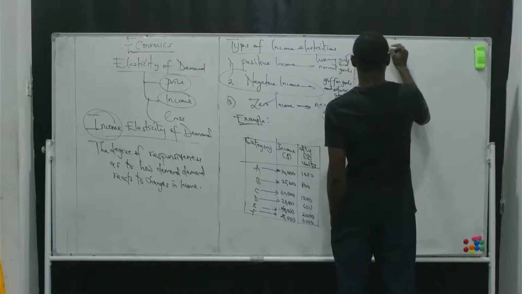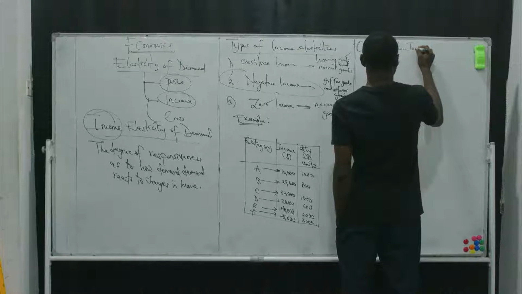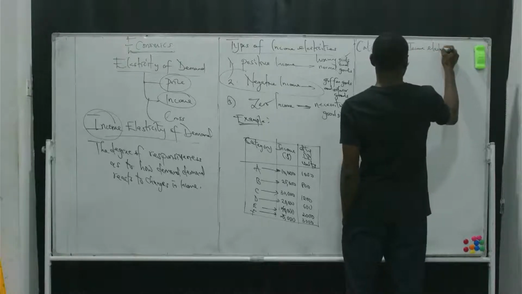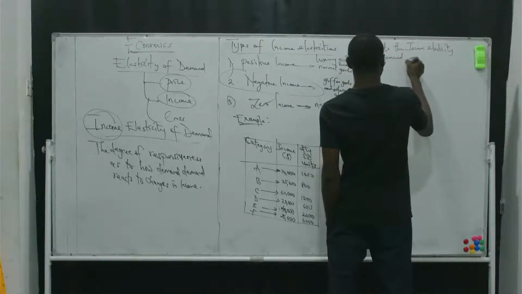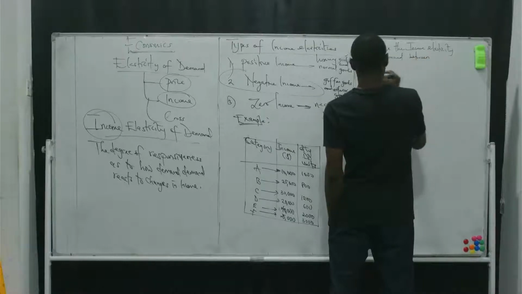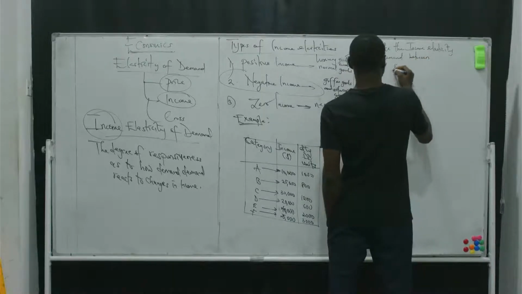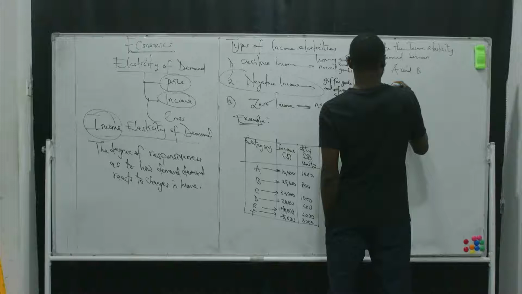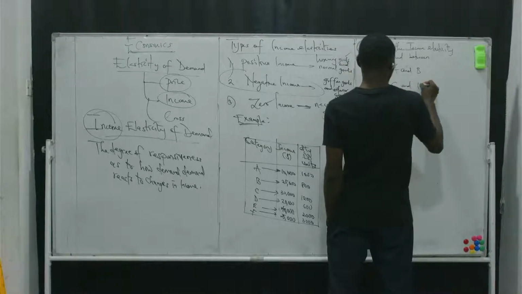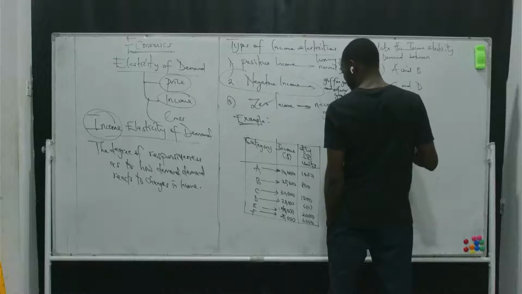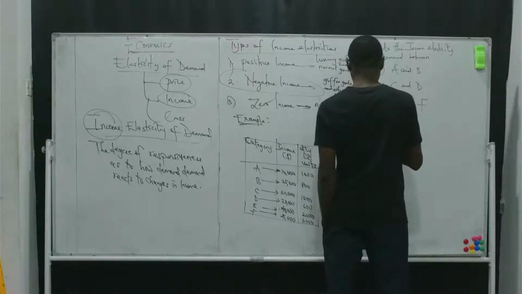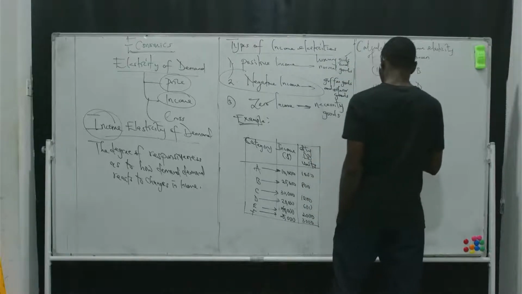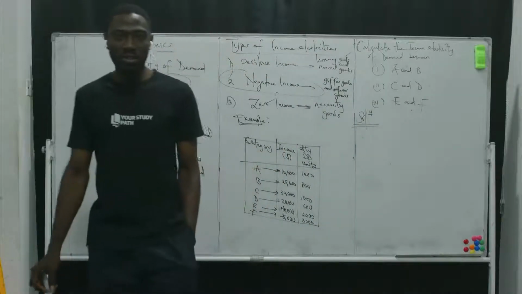Calculate the income elasticity of demand between I, A and B, I, C and D, I, E and F. All right. So how do you calculate?